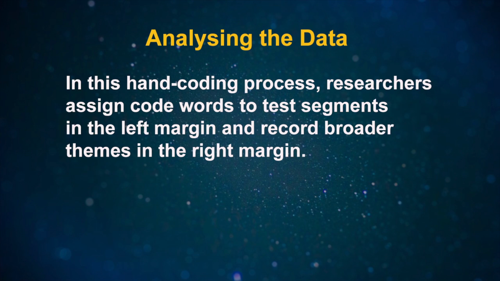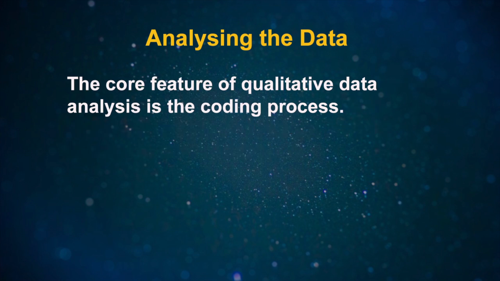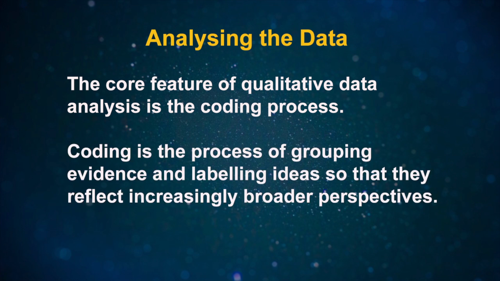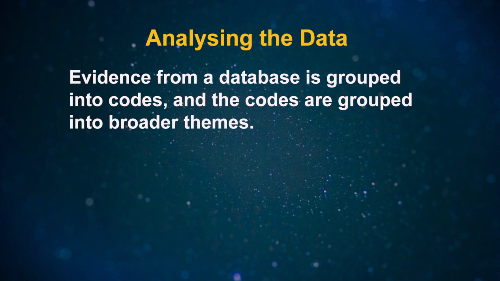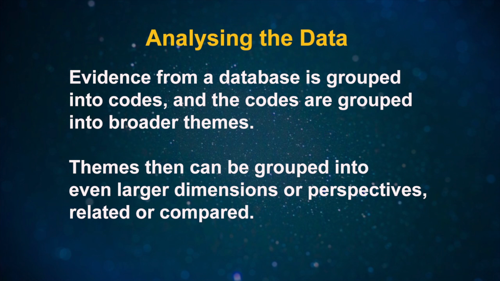In this hand coding process, researchers assign code words to text segments in the left margin and record broader themes in the right margin. The core feature of qualitative data analysis is the coding process. Coding is the process of grouping evidence and labeling ideas so that they reflect increasingly broader perspectives. Evidence from a database is grounded into codes and the codes are grouped into broader themes. Themes then can be grouped into even larger dimensions or perspectives, related or compared.